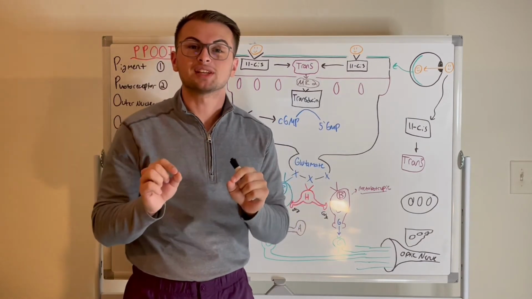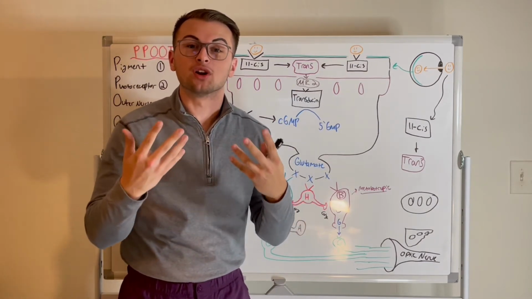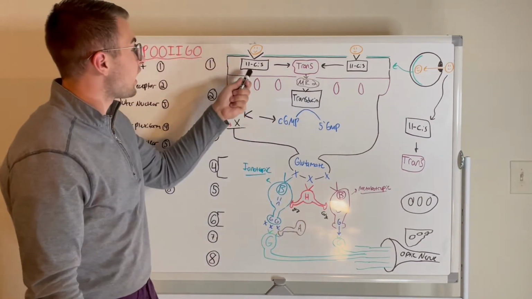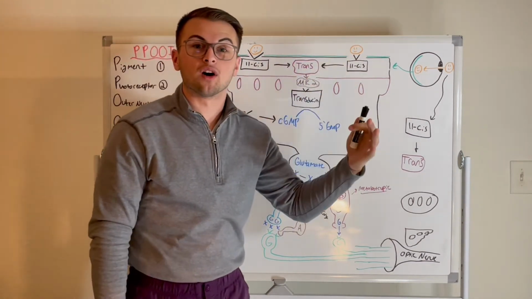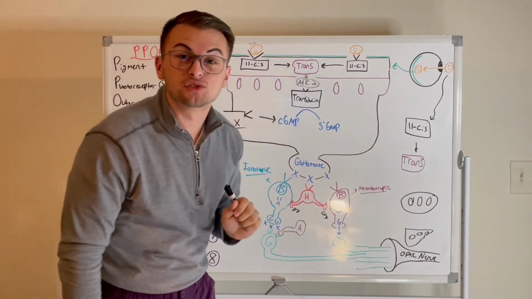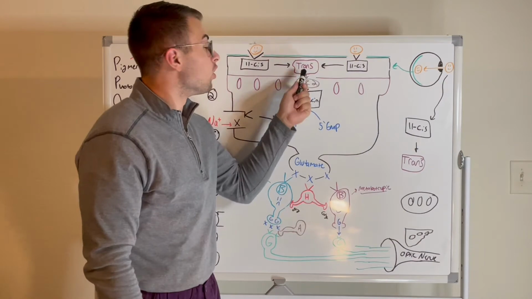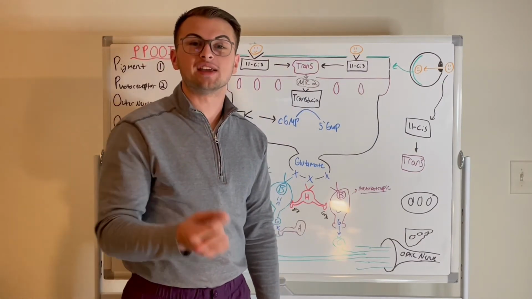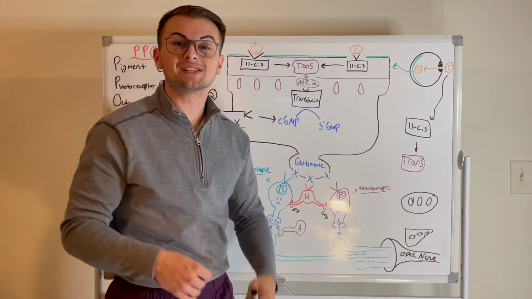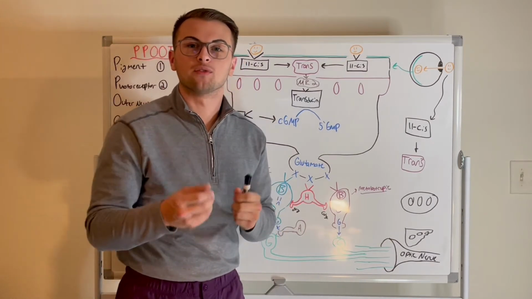Now, an interesting thing happens when we enter light into the picture. So when light photons strike this 11-cis retinol, the 11-cis retinol gets bent and transforms into all trans retinol. So this is very easy to remember. It transforms into all trans retinol. So this is the activated form of our photopigment.